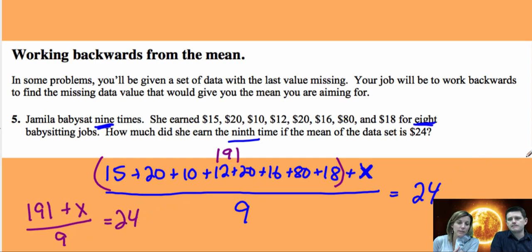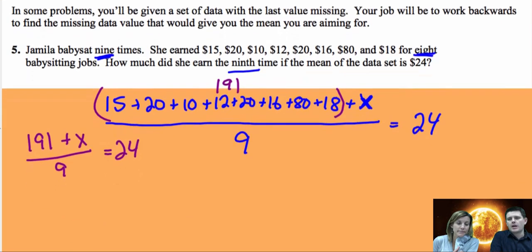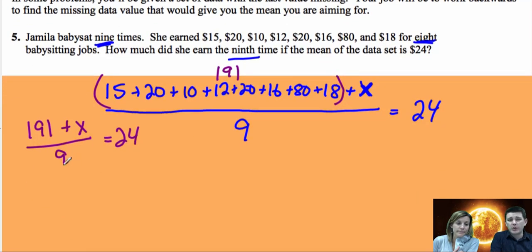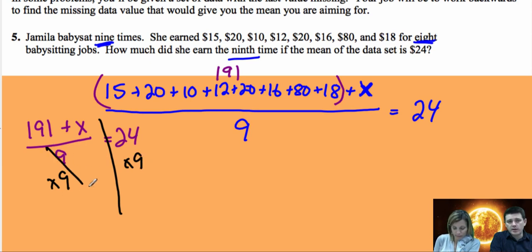Now, the problem is that now we try to solve it. We need to get rid of that divided by 9. So think of it kind of like an equation. So undo division, we multiply. So we're going to multiply both sides times 9. We're going to undo that dividing. Which is 191 plus x is equal to 216.